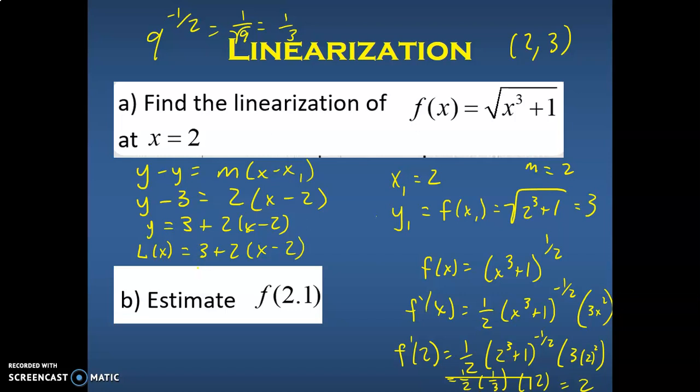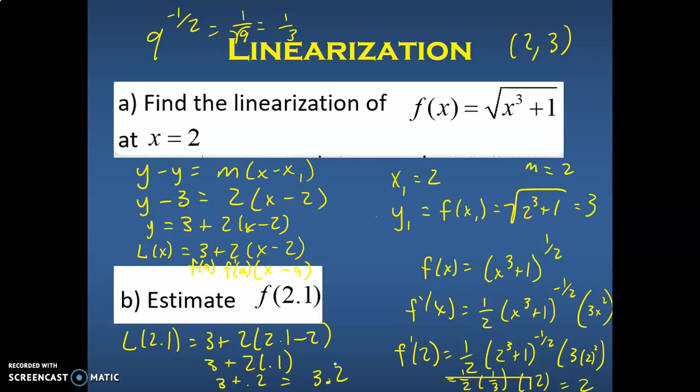This is your f of a, this is your f prime of a, and this is your x minus a. So you can use the linearization formula, or you can just use point slope form. So to estimate 2.1, I would use this equation. L of 2.1 equals 3 plus 2 times 2.1 minus 2. This would be on the non-calculator portion. So 2 times 0.1 would be 0.2. 3 plus 0.2 is 3.2.